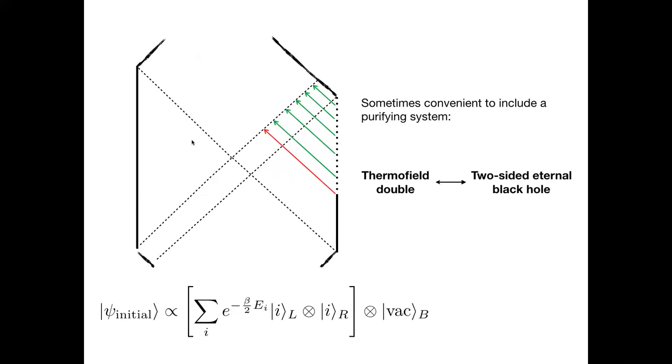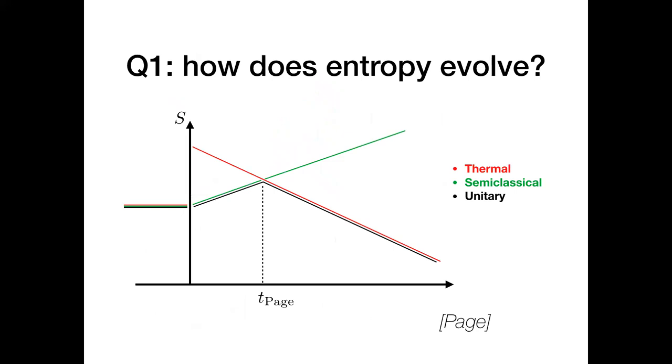Okay, so the questions I'm going to ask are, first of all, what happens to the entropy of the black hole? So I'm talking now about the fine-grained entropy, so the von Neumann entropy of this black hole. I've drawn a few different curves here. The first curve is what Hawking might have said after he did his calculation of Hawking radiation. So this is the expected result you'd get from doing a semi-classical calculation, from doing just quantum field theory on this curved background.